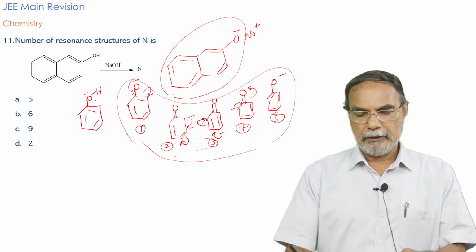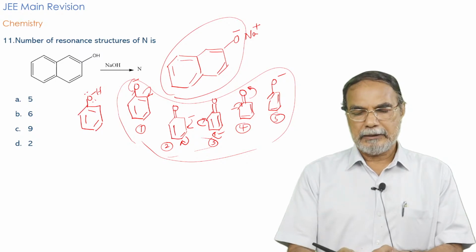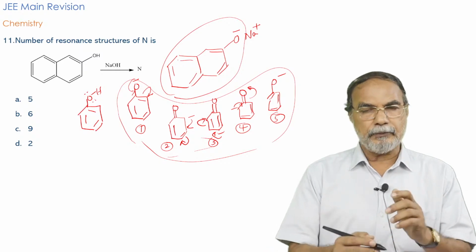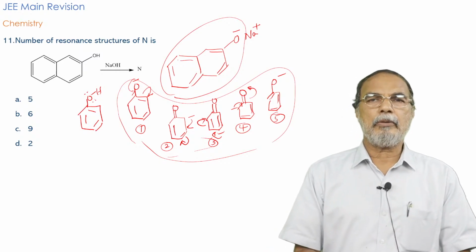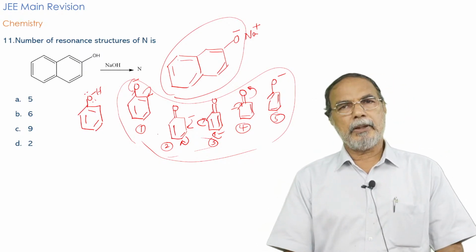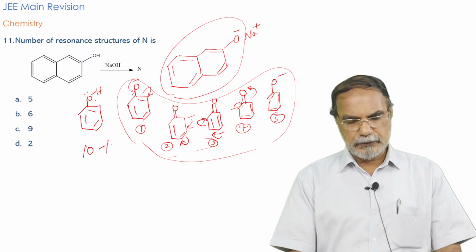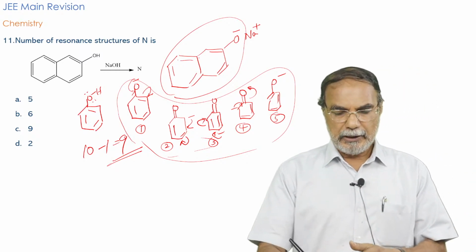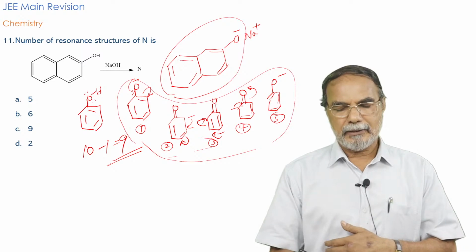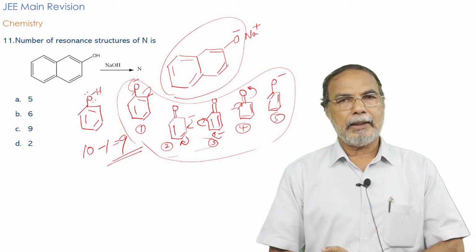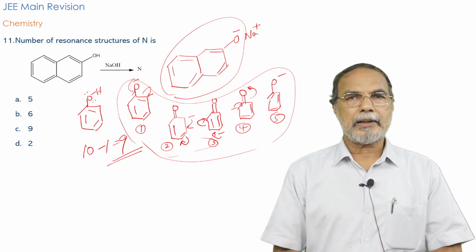And if the 2 rings are fused like this, if you start writing the resonance structures in exactly the same way, you will have how many resonance structures? You can make an intelligent guess. How many? It will be 2 into 5, that is 10 minus 1. There will only be 9 structures. Why 1 structure less? Because the 2 rings have been fused at a common side, so that the resonance structures will be reduced by 1 and you will have total 9 resonating structures.